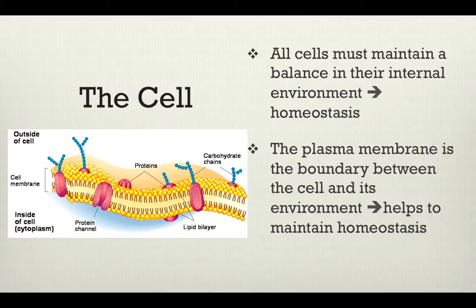As we have discussed homeostasis, which is the balance cells must maintain in their internal environment, the plasma membrane is a critical organelle, a boundary between the cell and its external environment. The same way skin is our boundary between our environment and our internal organs, the cell membrane surrounds cells and helps to maintain homeostasis. A cell must maintain a balance in their internal environment. This is homeostasis. And the plasma membrane is a boundary between the cell and its environment. It helps maintain that homeostasis.